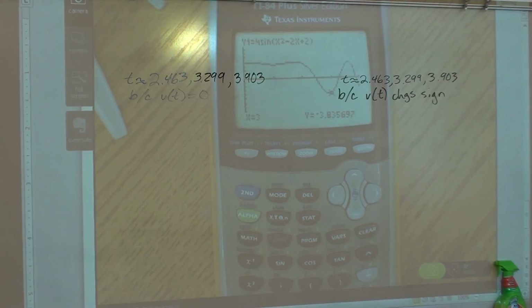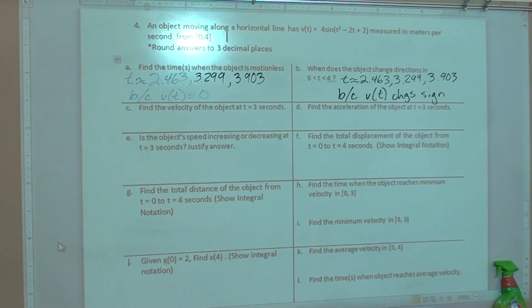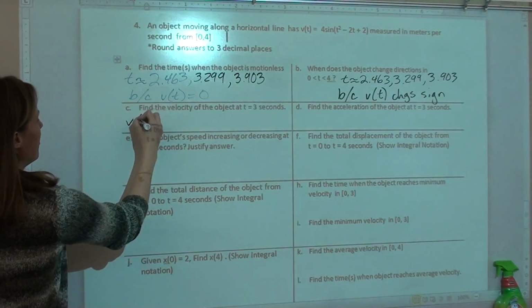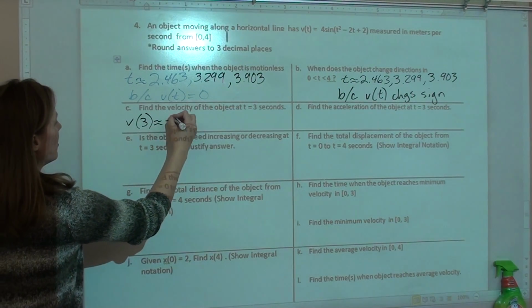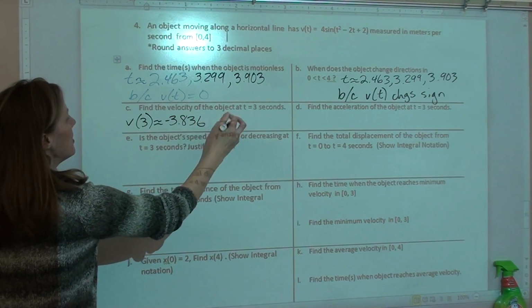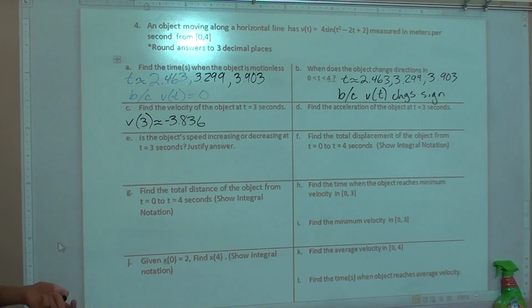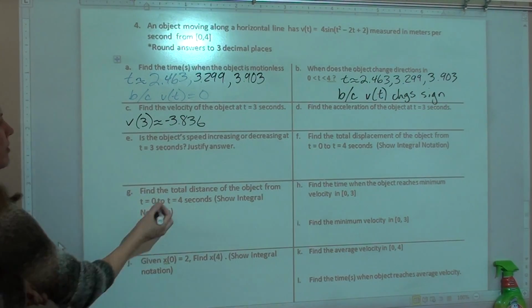Are you guys all with me? Any questions? Everyone good? Feel free to yell out if you need. Okay, so v of 3 is around negative 3.836. This did not ask for units, but if it did ask for units, what would the units be? Meters per second, right?